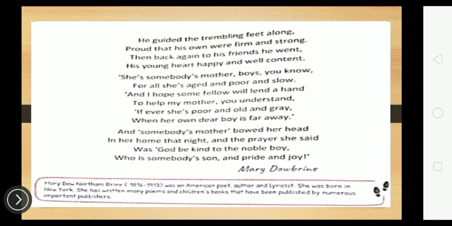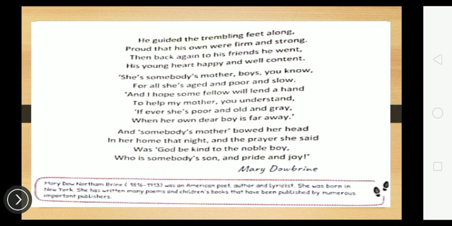Then back again to his friends he went, and after dropping her to where she wanted to go, or after making her cross the road, he came back to his friends, his young heart happy and well content. Well content, it is an adjective, it means completely satisfied. So his young heart was so happy and he was completely satisfied that he helped someone. This happens with us also, that whenever we help someone, we feel very happy and it gives us satisfaction.